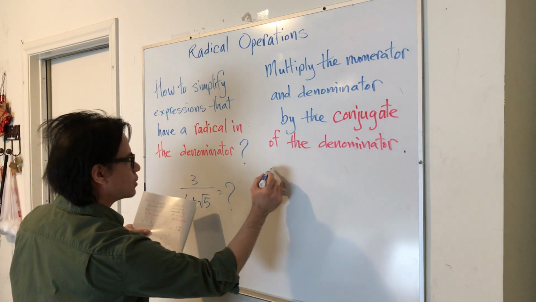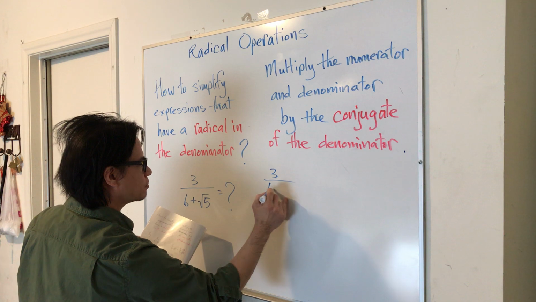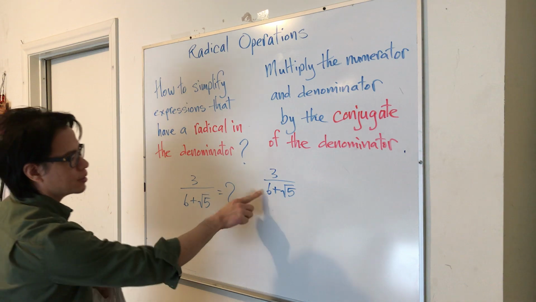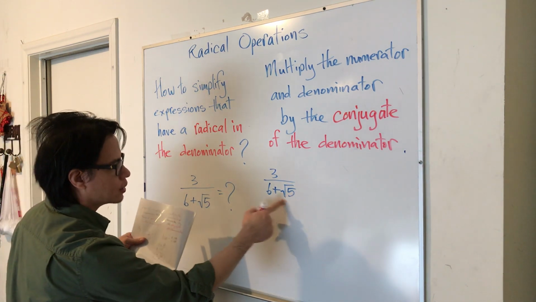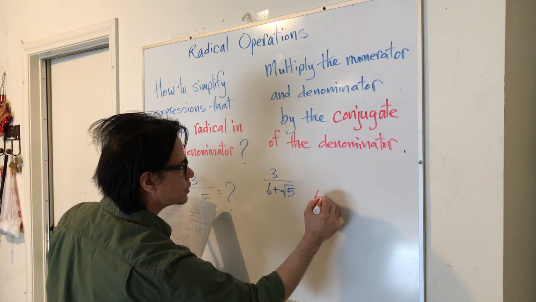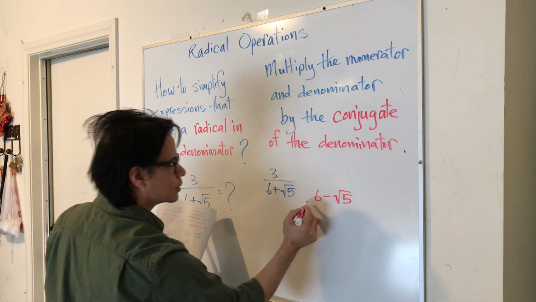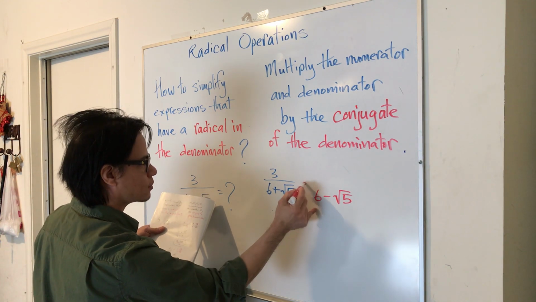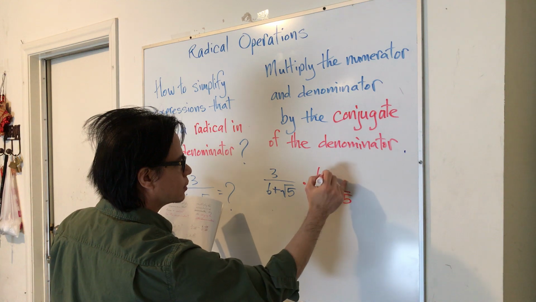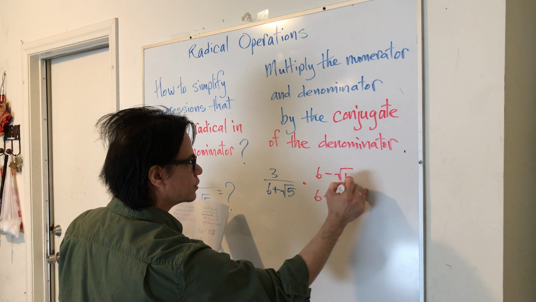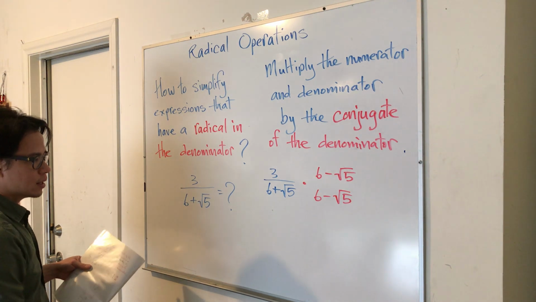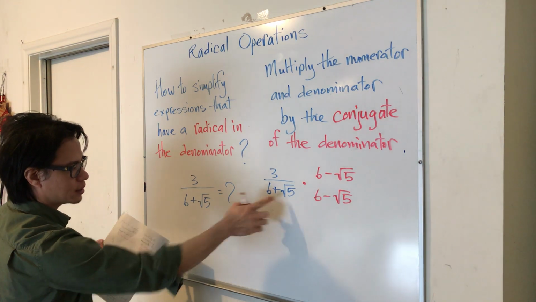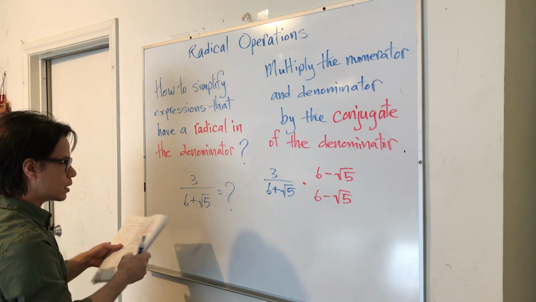So just going to put down the given. You have 3 over 6 plus square root of 5. Here's the denominator. The conjugate of this is 6 minus square root of 5. Okay, so if we multiply the bottom by the conjugate, we need to multiply the top by the conjugate also. The reason we want to do this is to get rid of the radical that's in the denominator.